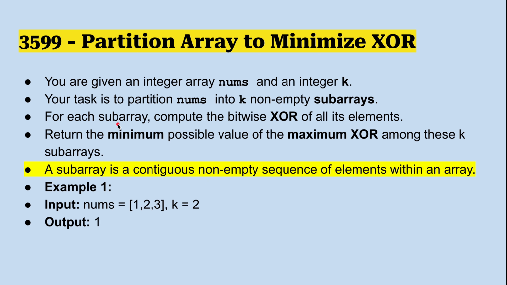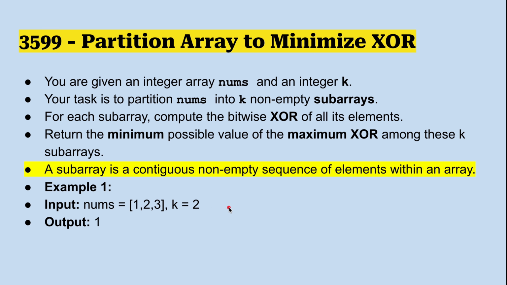For each subarray we have to compute the bitwise XOR of all its elements, and then we have to return the minimum possible value of the maximum XOR among these k subarrays. That means we have to find the minimum possible value of the maximum XOR among these k subarrays. What is a subarray? A subarray is a contiguous non-empty sequence of elements within an array.